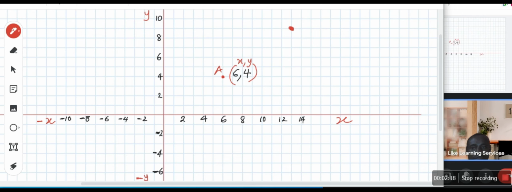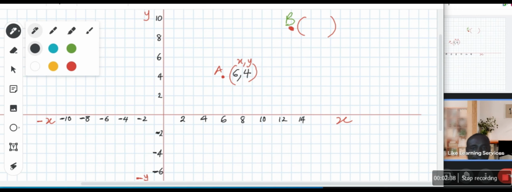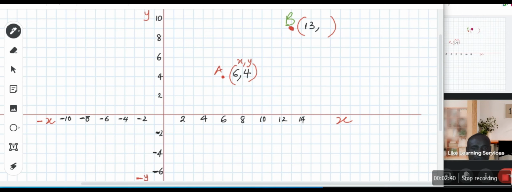Okay, give me the coordinate of this point. I'm going to call it B. 13, comma 9. That's correct. On x it is 13, and then on y it is 9.